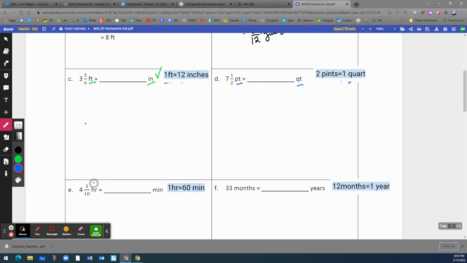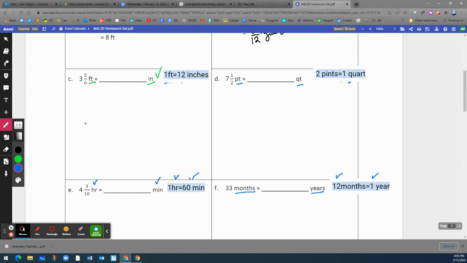On this one, we're going to convert an hour into minutes. So we need to know how much is 1 hour in minutes. Okay. And on this F problem, we're going to convert months into years. So for that same reason, we wrote how many months equals 1 year. All right, let's begin with this problem.